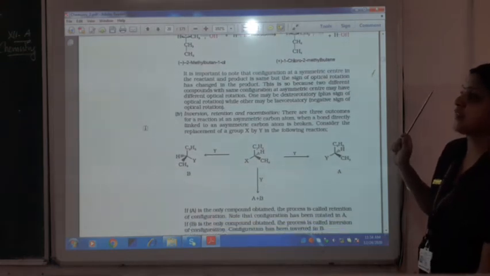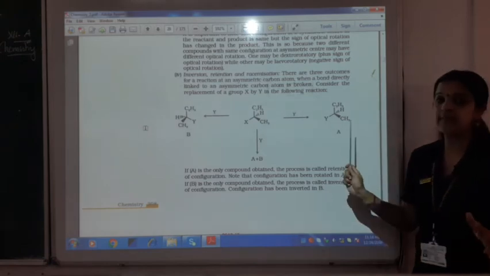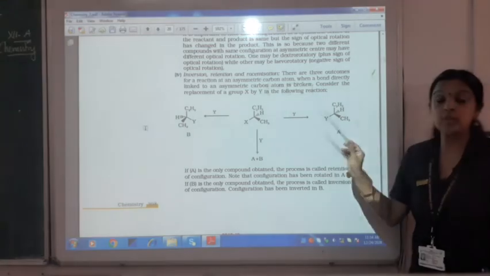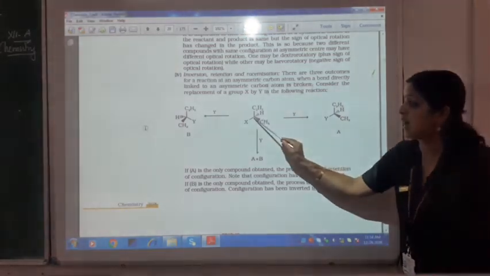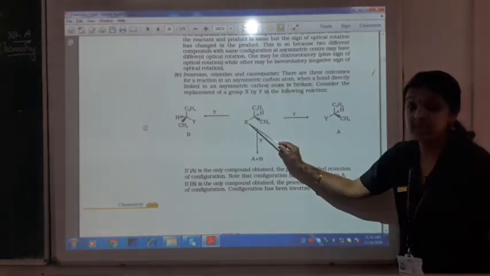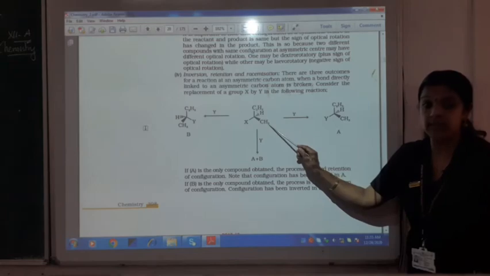Inversion, retention and racemization. Again, with one example we are going to learn all three. This is my compound. Now closely observe this. I have my carbon center, 4 different groups attached. One is X, a halogen. I have my hydrogen, one ethyl group and one methyl group.